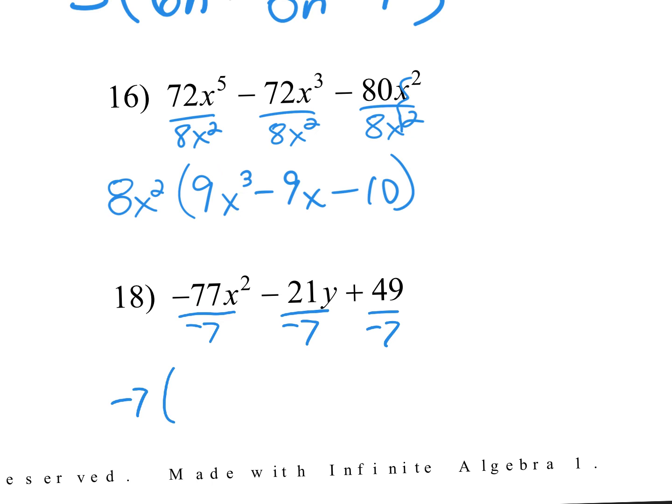Negative 77 divided by negative 7 is 11, x squared, good. Negative 21 divided by negative 7 is positive 3, then I have a y. And then 49 divided by negative 7 just gives me minus 7.